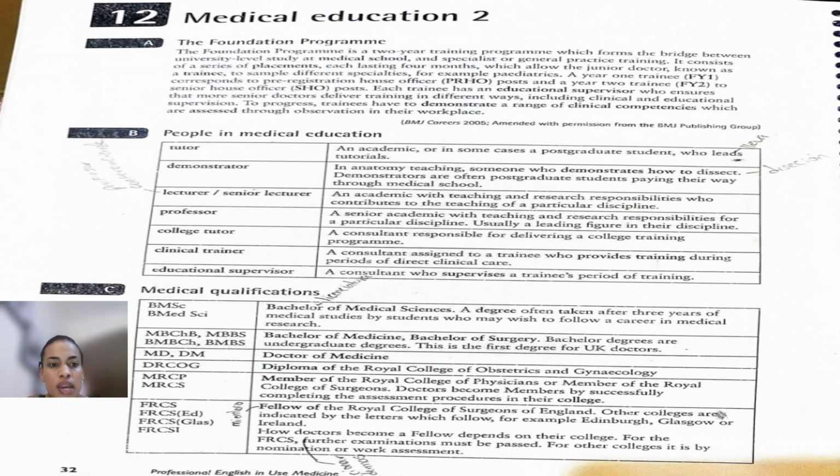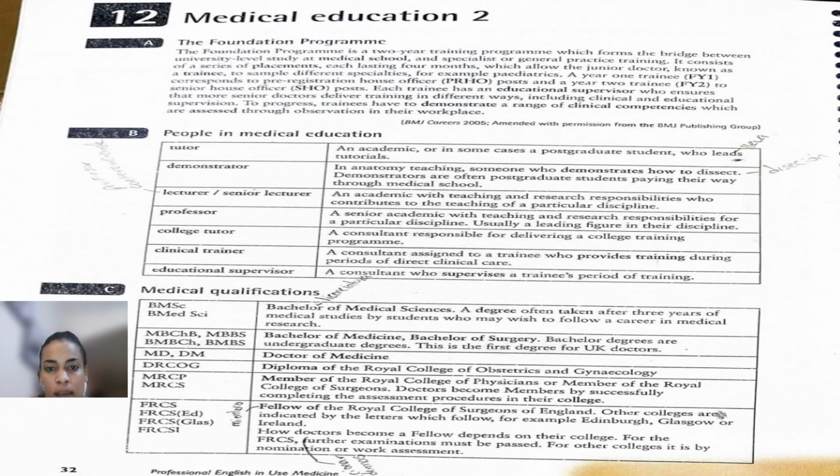Medical Education 2, the Foundation Program. The Foundation Program is a 2 year training program which bridges the gap between university level study at medical school and specialist or general practice training. It consists of a series of placements lasting four months, which allow the junior doctor, known as a trainee, to sample different specialties.